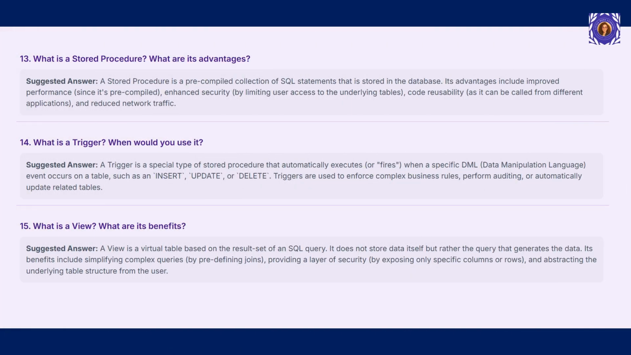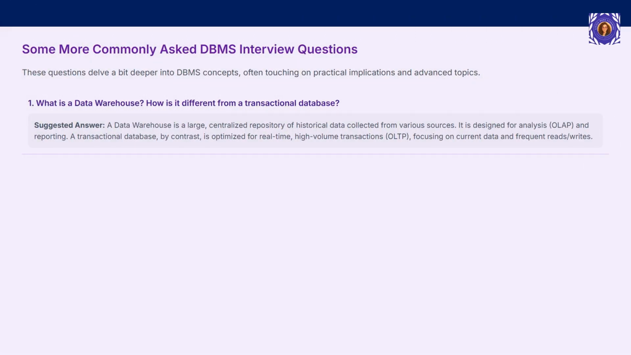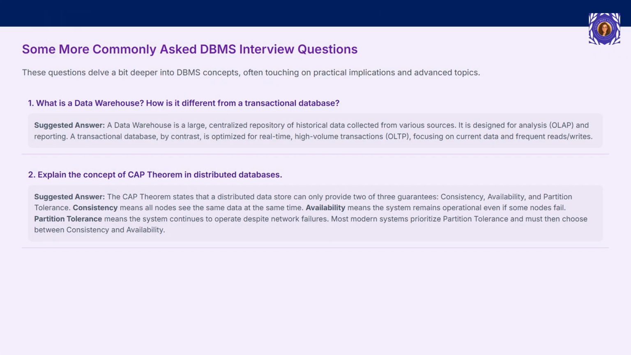What is a view? A view is a virtual table based on a query that doesn't store data itself. Its benefits include simplifying complex queries and providing a layer of security by restricting data access. Let's move on to some deeper topics. What is a data warehouse? It's a large repository of historical data, optimized for analysis and reporting, which is distinct from a transactional database that focuses on real-time operations. The CAP theorem states that in a distributed system, you can only guarantee 2 out of 3 properties: consistency, availability, and partition tolerance.